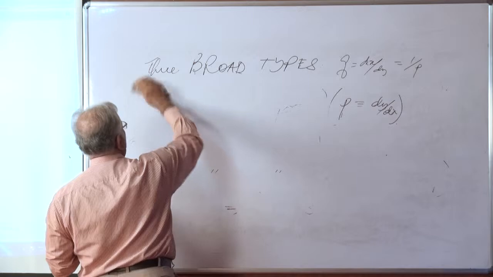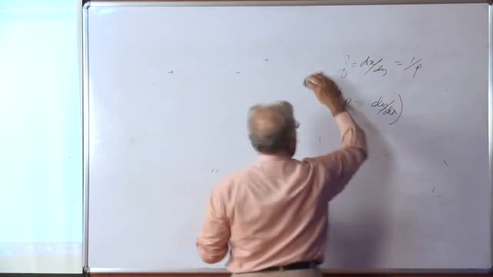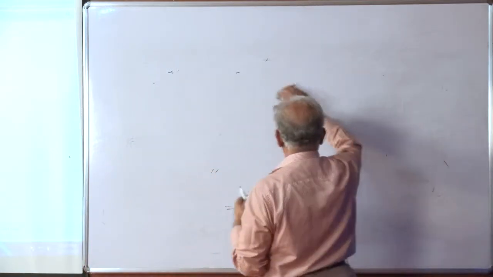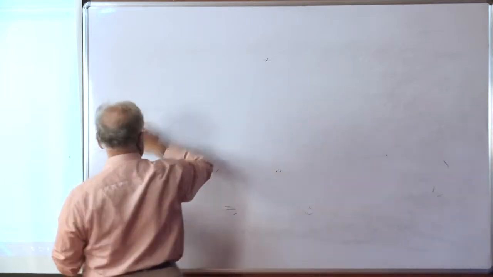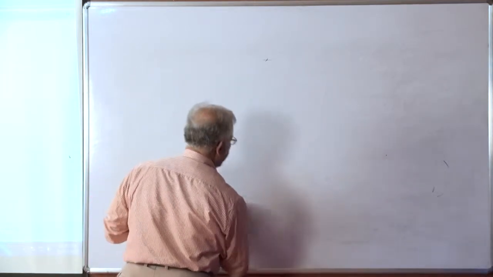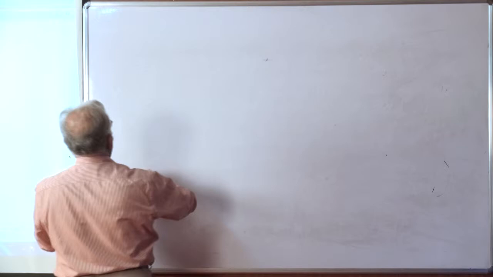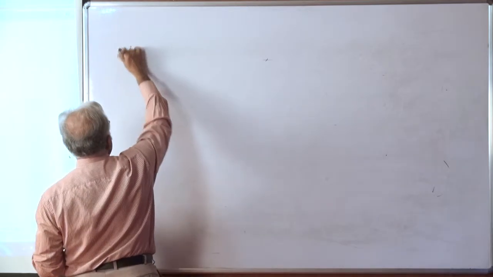To get a bit of more space, we rub out the entire board and write case 1, equations solvable for P.